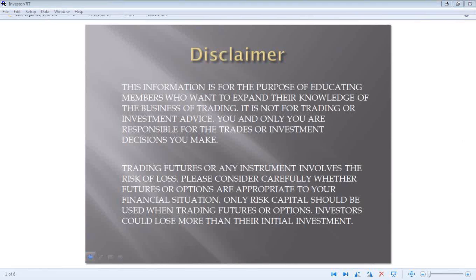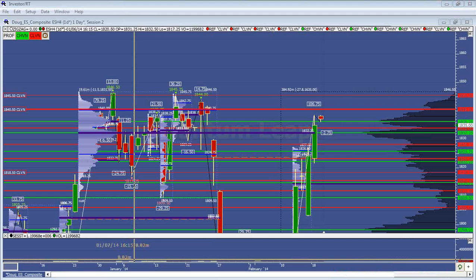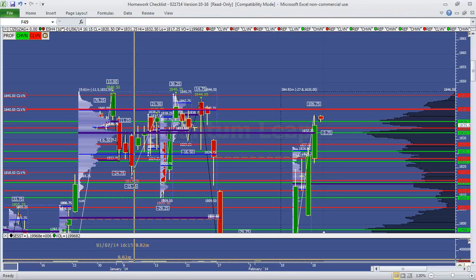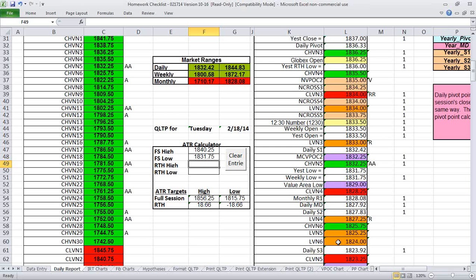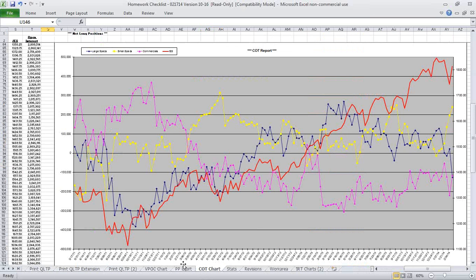So usually we start by taking a look at the numbers, but I want to start a little bit differently this morning because I think this is significant. We like to look at the macro to micro, so we're going to look at the commitment of traders reports.